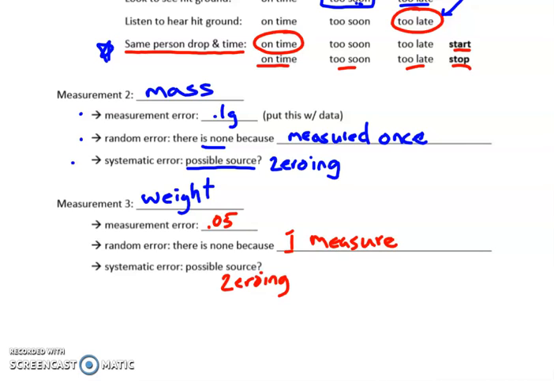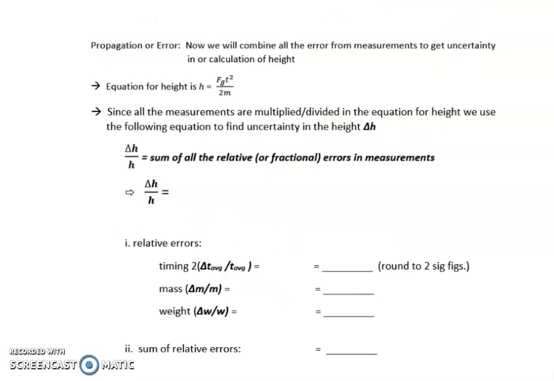These are things you have to consider for the labs we do where we have all these measurements. So if you have any questions, make sure you ask. Because the next thing we're going to do in the next video is we're going to look at propagation of error. And this is a little bit more complicated, but it takes all those uncertainties that we just quantified and sees how it affects ultimately our calculation for the height. Okay.